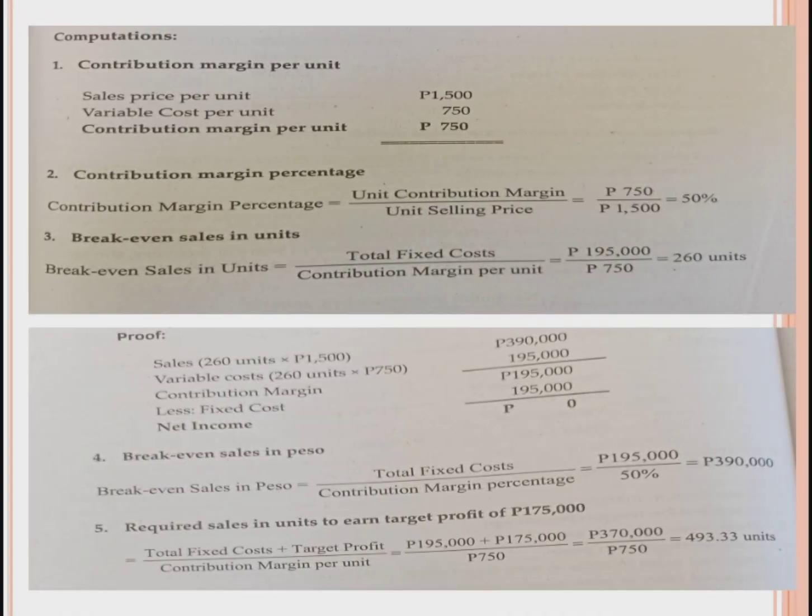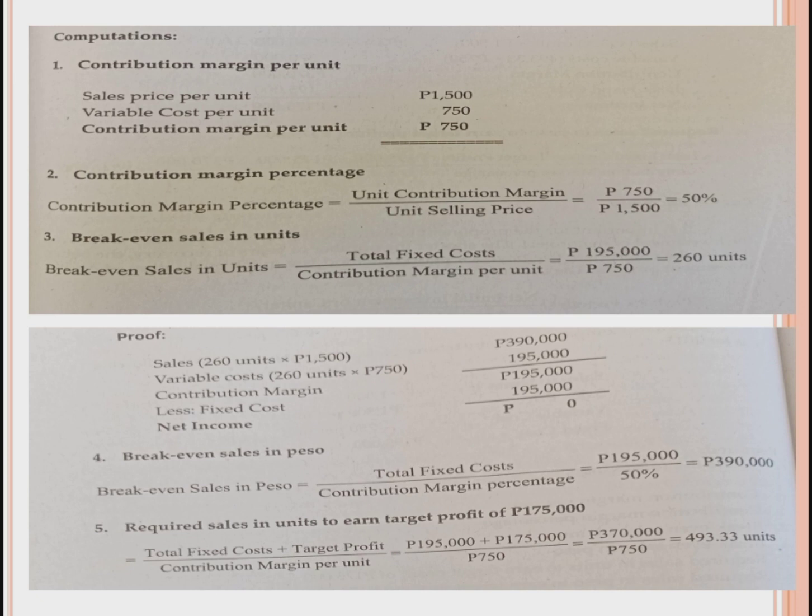Next, computations. Number 1, contribution margin per unit. Sales price per unit is 1,500, variable cost per unit 750, contribution margin per unit 750. Number 2, contribution margin percentage equals unit contribution margin divided by unit selling price equals 750 divided by 1,500 equals 50%. Number 3, break-even sales in units equals total fixed cost divided by contribution margin per unit equals 195,000 divided by 750 equals 260 units.